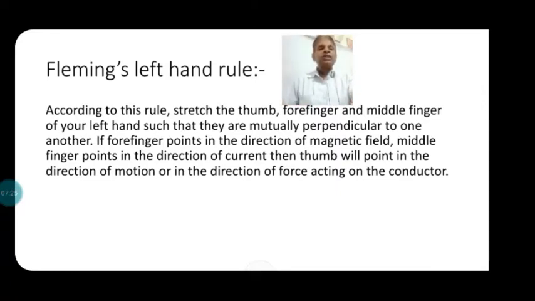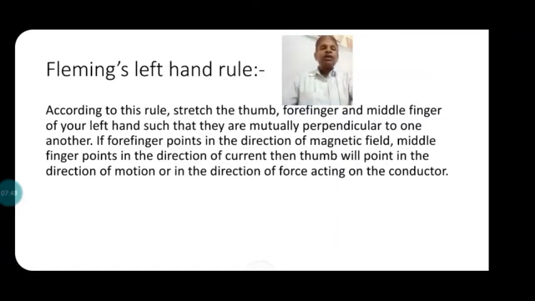According to the rule, stretch the thumb, forefinger and middle finger of our left hand such that they are mutually perpendicular. The forefinger, middle finger and the thumb, all three fingers of the left hand, are mutually perpendicular, and the fingers are in this position.